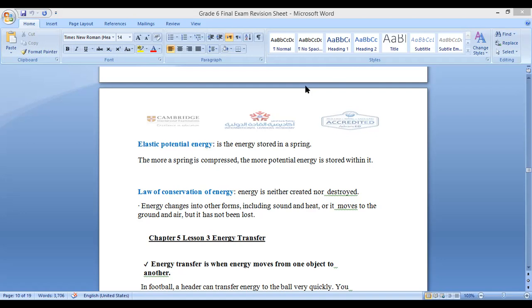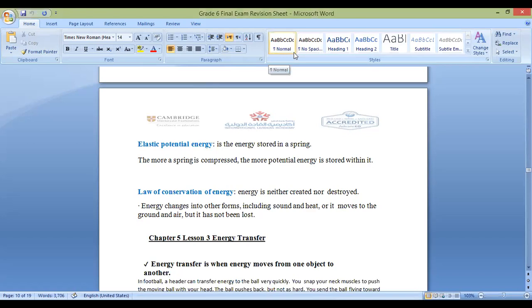Can you hear me, Kinan? Yes. Okay, we talked about elastic potential energy. We said that it is energy stored in a spring. If you compress the spring, you will have more potential energy, right? What will happen if you leave it? It will bounce off. That means what is happening to the energy? It is converted to kinetic energy. Yes, excellent.